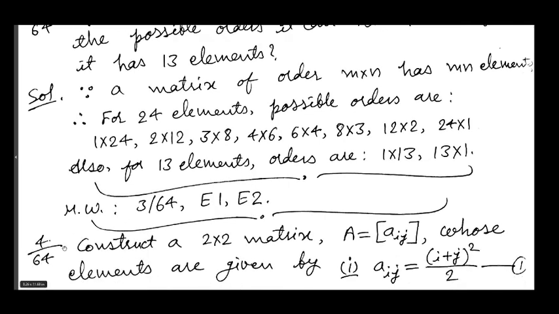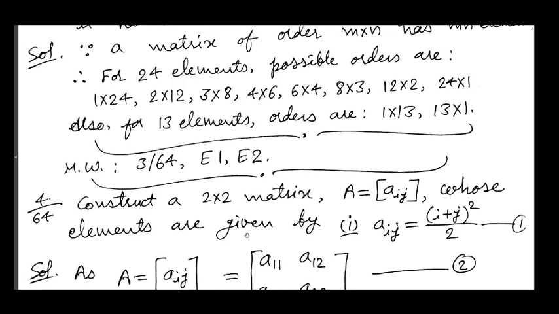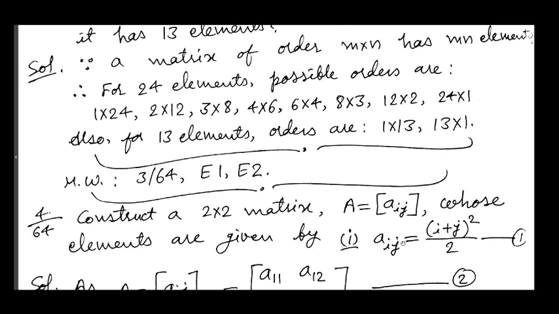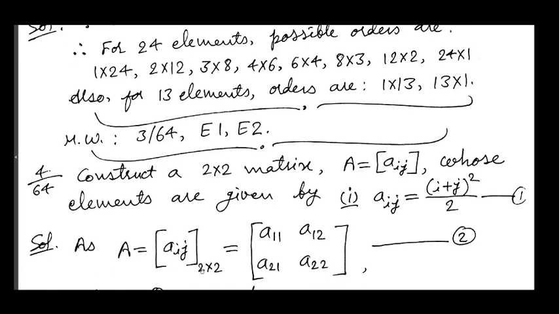Question number 4. Construct a 2 cross 2 matrix A equals Aij whose elements are given by first part Aij equals I plus j whole square upon 2. We are trying to do here first part first. Because it is a 2 cross 2 matrix, in short it will be written as A equal to Aij 2 cross 2, and 2 cross 2 means we should expand it by writing all the elements with 2 rows and 2 columns. Because there are 2 rows, it should go as A11, A12. We go down A21, A22, 2 rows and 2 columns. So altogether they are going to be 4 elements like this.